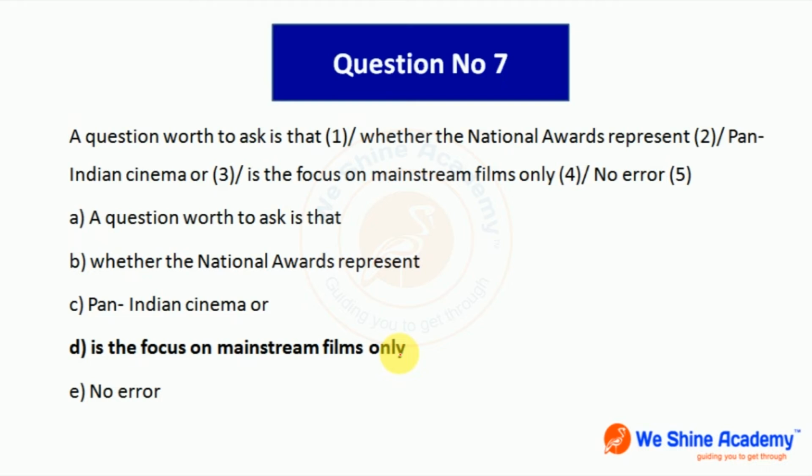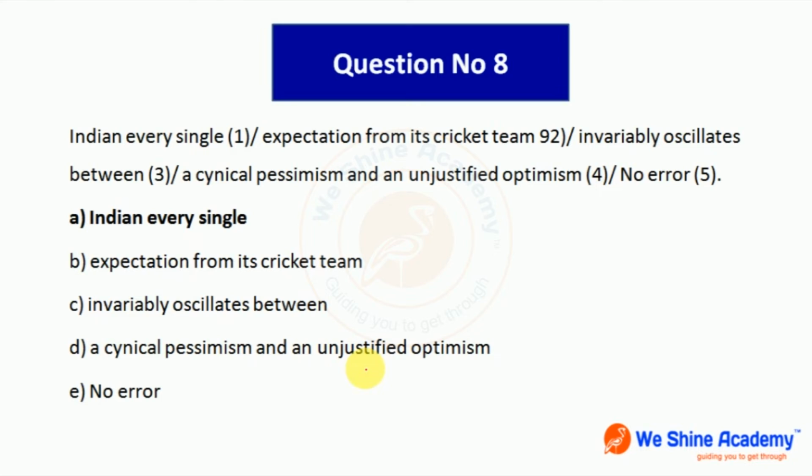Question number 7. A question worth asking is whether the national awards represent pan-Indian cinema or is the focus on mainstream films only. Here they discuss two conditions. One is pan-Indian cinema. So the second part is wrong. It can be replaced with or to focus. This is the correct form of the sentence. The error lies in the fourth part of the sentence. Answer is option B. Question 8. Indian every single expectation from its cricket team invariably oscillates between a cynical pessimism and an unjustified optimism. So here they have talked about Indian.